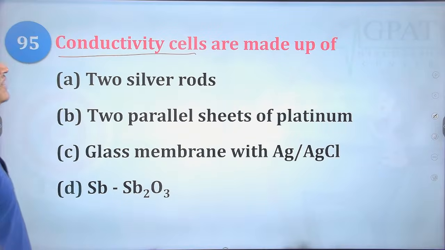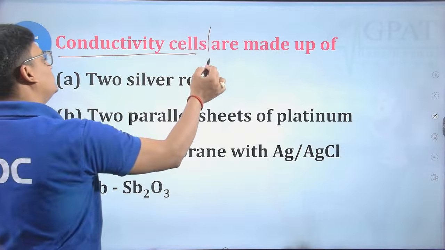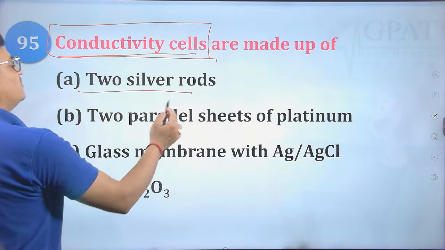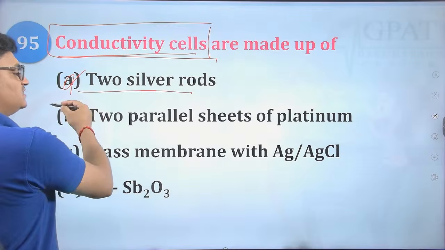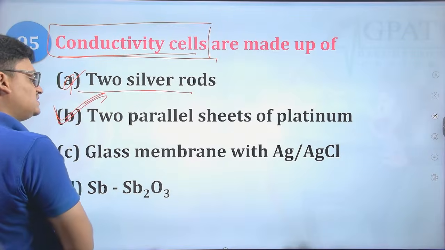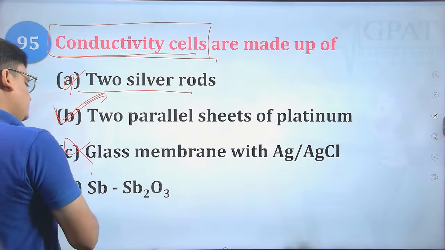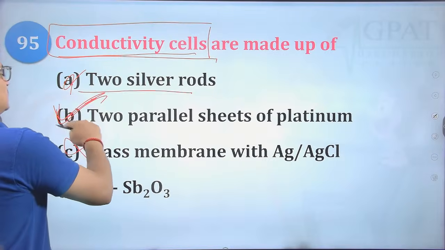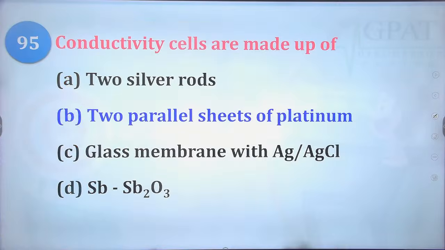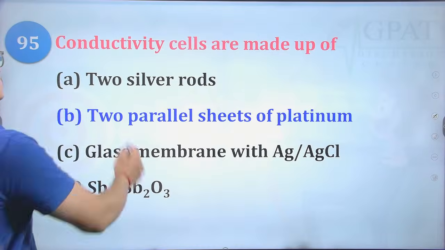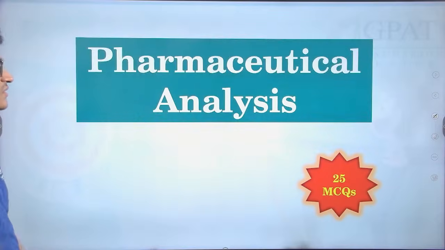Conductivity cells are made up of what? Two silver rods? Two parallel sheets of platinum, that is correct. Glass membrane with AgAgCl, no. Sb2O3, no, that is incorrect. So two parallel sheets of platinum are used for the conductivity cells.